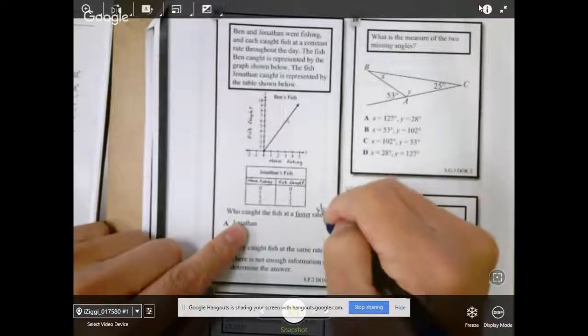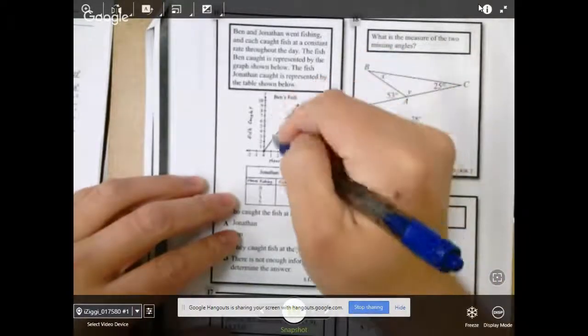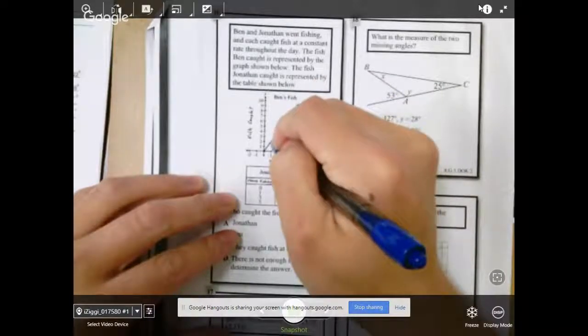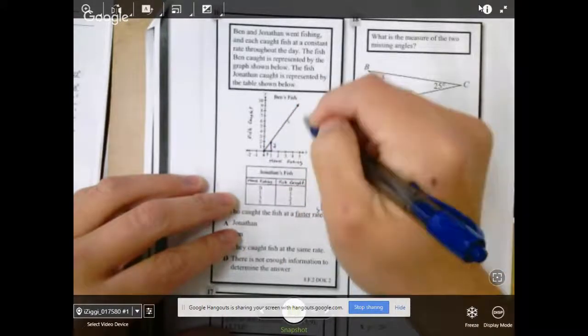It looks like the slope for Ben, let's put a point there. Let's make a triangle out of it. Okay, so it looks like the slope is 2/1. So he's catching 2 fish every 1 hour. Right? 2 fish every hour.